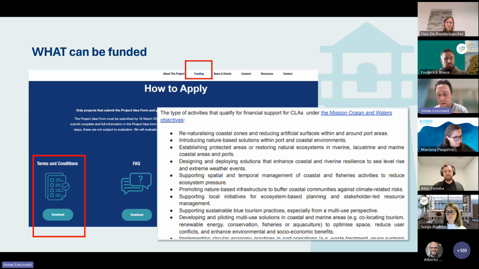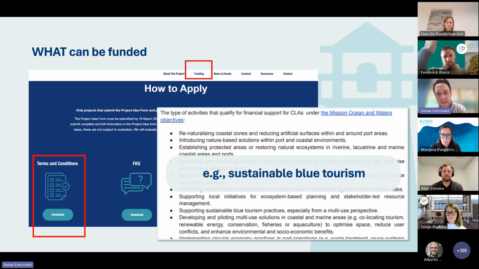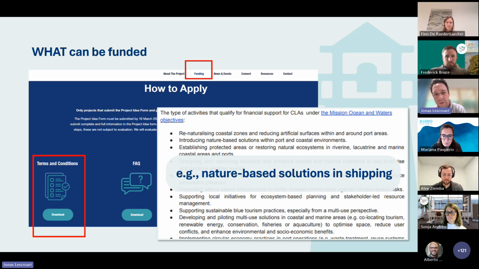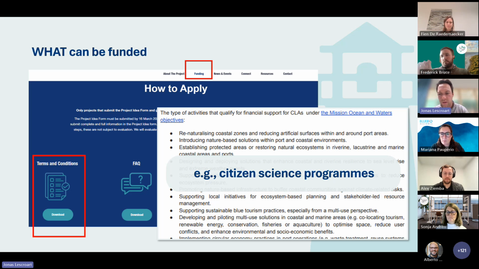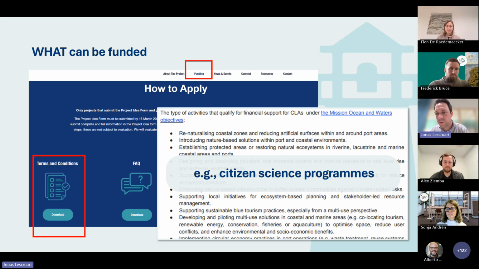So if the activity that you have in mind to be funded falls within the activities of this list, then yes, it can definitely be funded. So this is about things like sustainable blue tourism, local entrepreneurship, nature-based solutions in shipping, citizen science programs. These are just examples. There's many more, and it's quite broad. So we're rather confident that you will find your envisioned activity within this list.